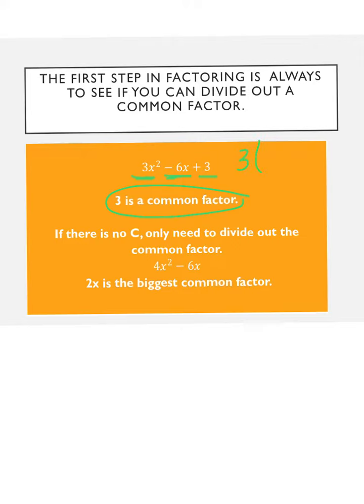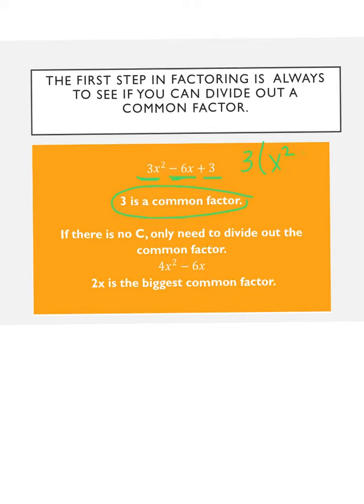If I had 3x squared and I divide out the 3, all I have left is an x squared. If I have a negative 6x and I divide out a 3, I'm going to have a negative 2x left. And if I divide it out of 3, I'm just going to have a 1 left. And sometimes we have to go back and refactor that part. We'll get to that later.